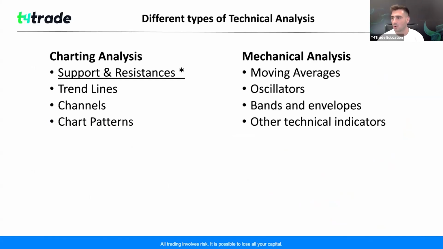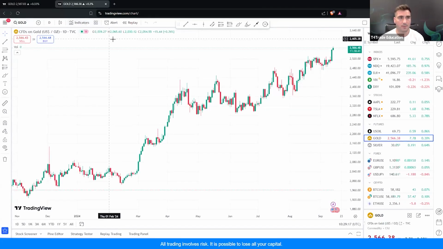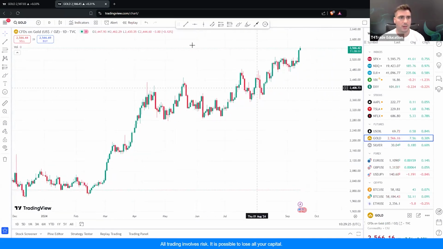So let's go on to TradingView to look upon this kind of situation. Okay. So what do we have here? A chart of gold. So let's go ahead and use some simple support resistance levels.